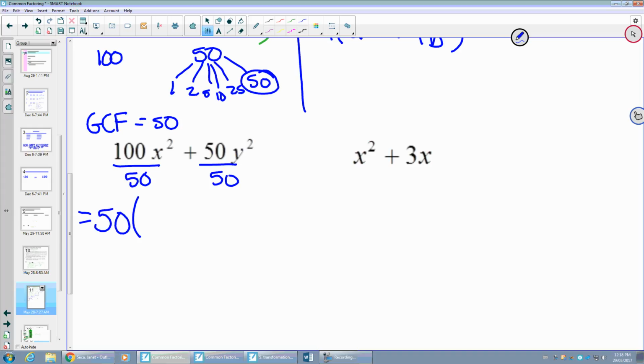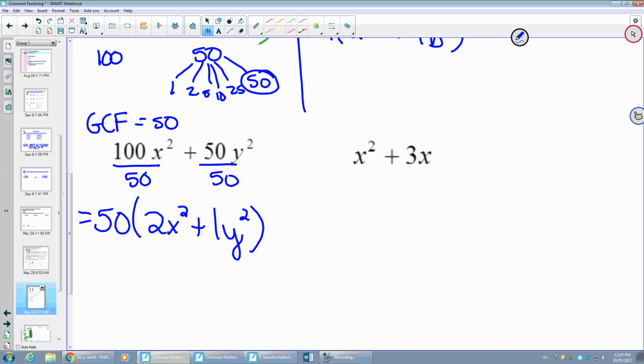Okay, when we do 100 divided by 50, I get 2x squared, plus 50 divided by 50 gives me 1y squared. Do you have to write that 1? No, you don't, because it means the same thing if you don't write it. Okay, that would be my greatest common factor, and that would be my final answer in factored form.